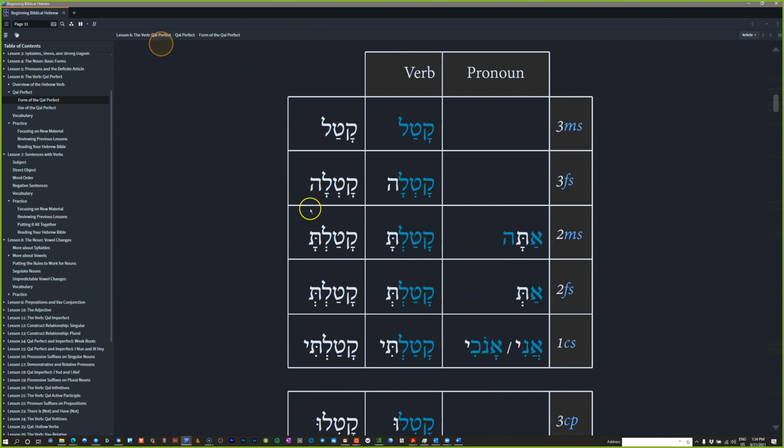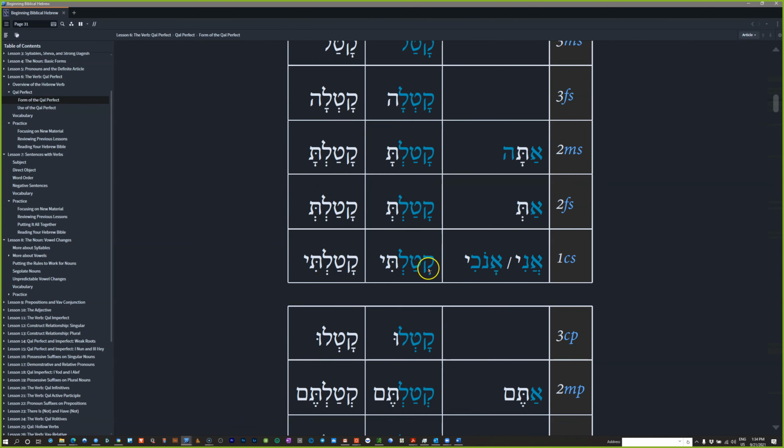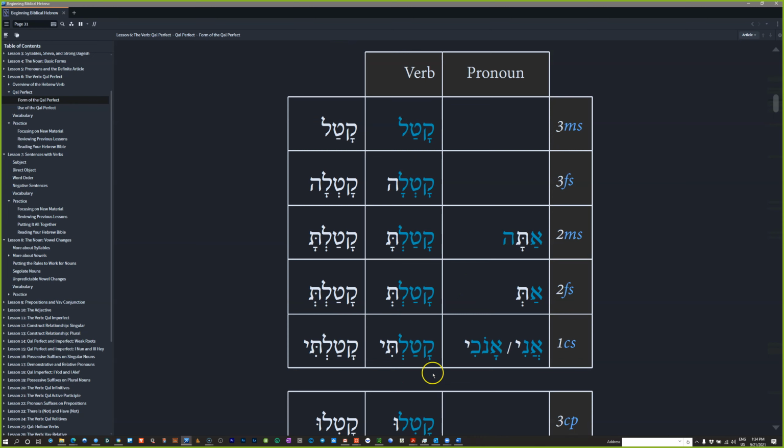Let me pull that up here. He just shows you what the suffixes are, but he doesn't show you that not every form here is accented on the final syllable. In Hebrew, the default is for a word to be accented on the final syllable. And so katal, that's accented on the final syllable. Katala is accented on the final syllable.